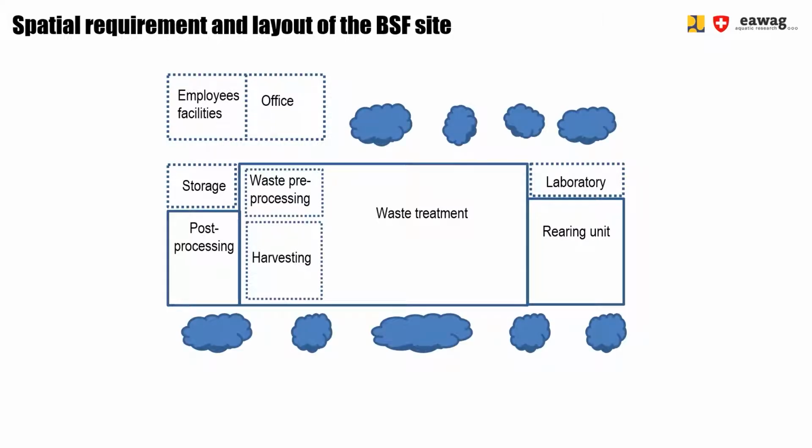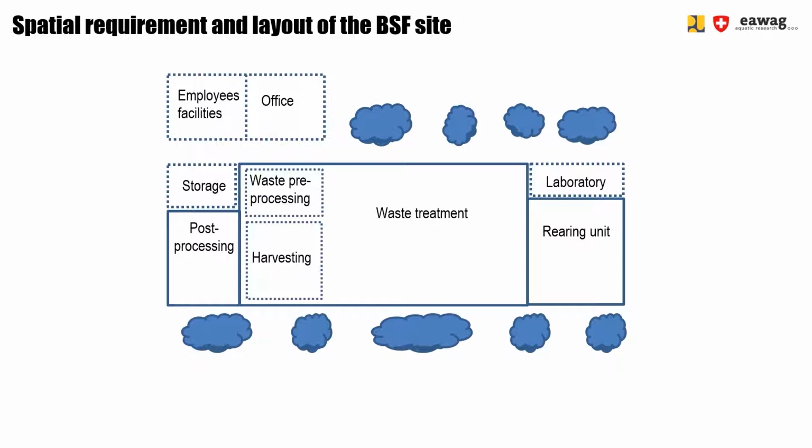The buffer zone around the site is highlighted here by the trees and bushes that you see around the buildings. What is important is that raw materials and the products should be received and collected without disturbing the other processes. This means that the waste processing and BSFL post-processing should be near to each other and near to the exit of the site, which in this case is on the left of this overview.